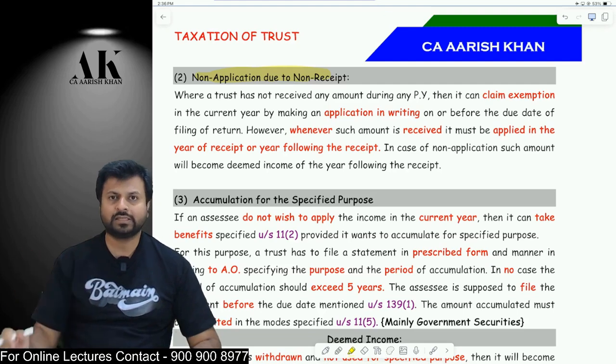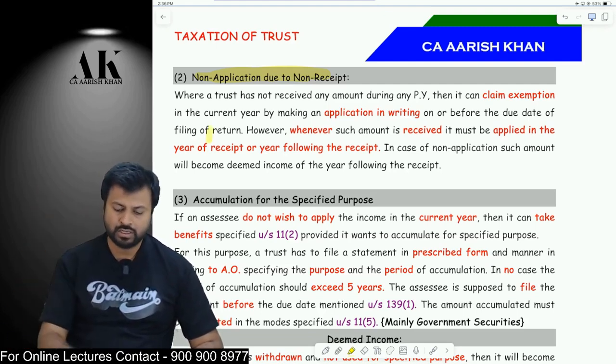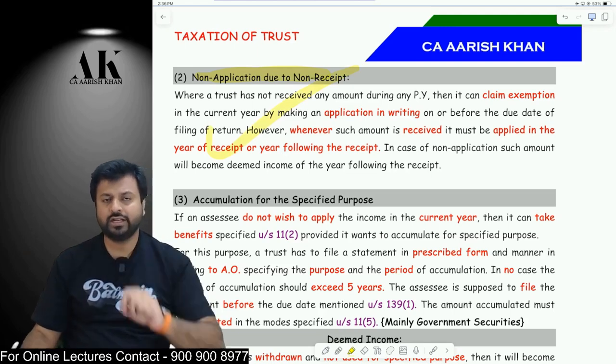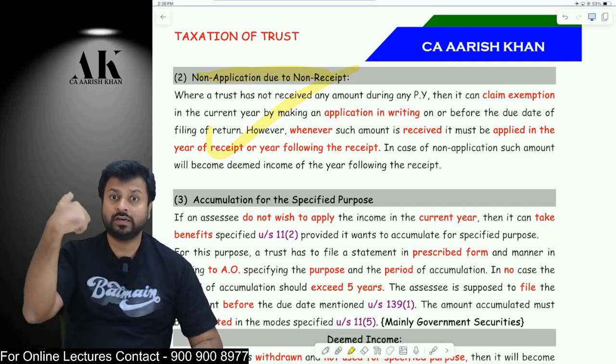So you can make an application to the assessing officer and say that I have not received the money, please give me the exemption. The officer will give you the exemption with a condition that whenever it is received, you have to apply it in the year of that receipt or the year following that receipt.